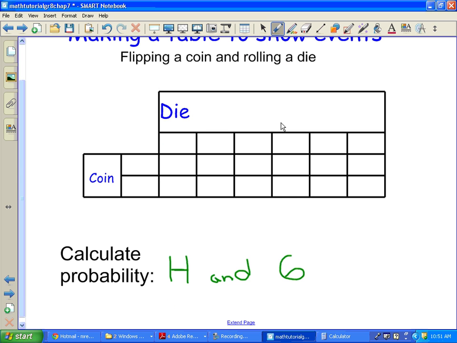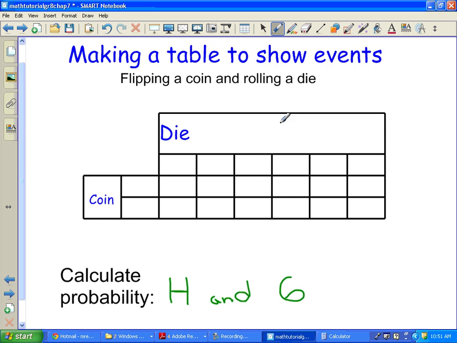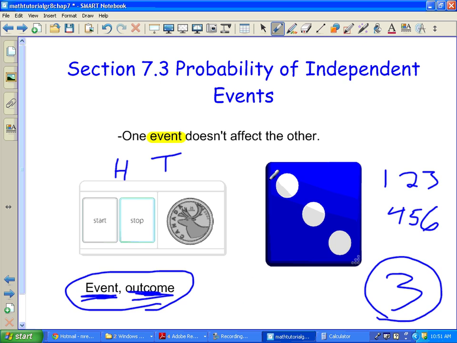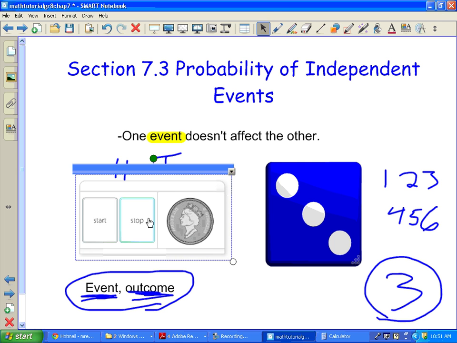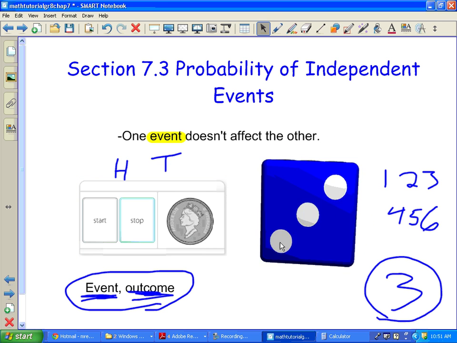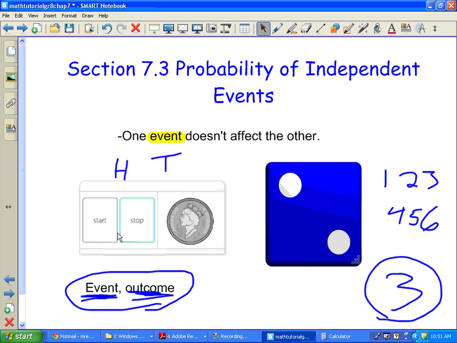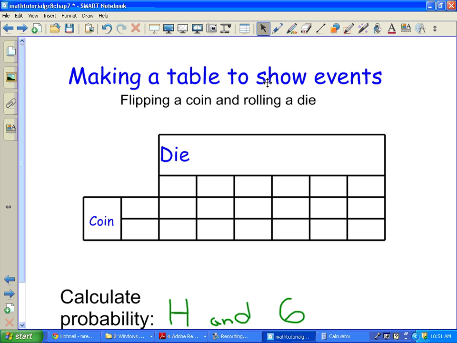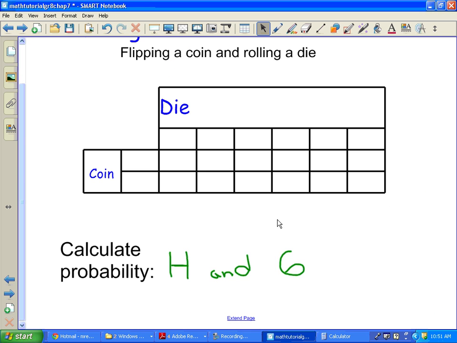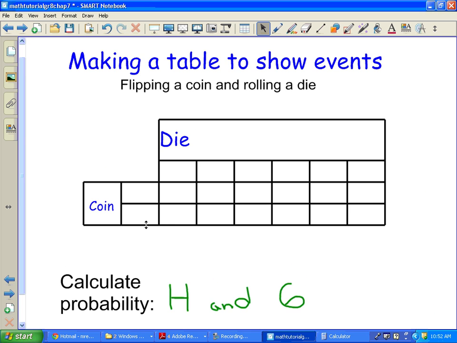Now, when we're talking about something that doesn't affect each other, if I flip a coin and then roll a die, it doesn't really matter. One does not affect the other. I can roll this and flip this all I want, and this one's not going to make me get more heads or tails just because I flip them one right after the other. So I'm going to look at this one. What are my chances of getting a head and a 6?